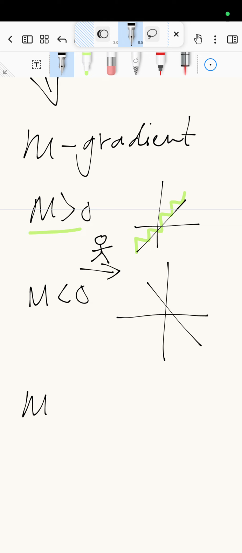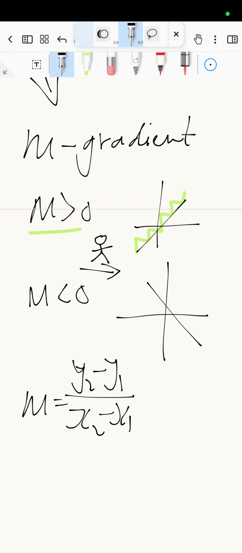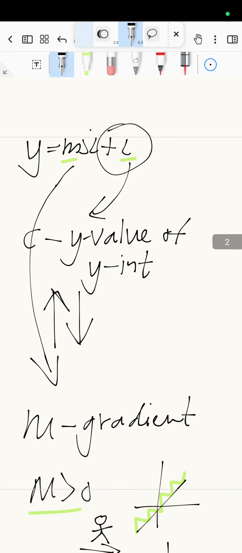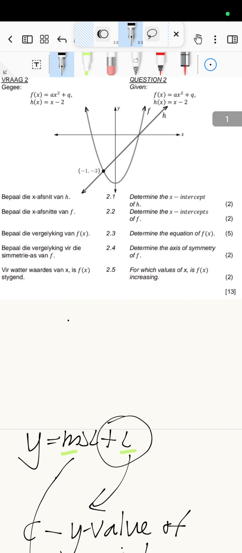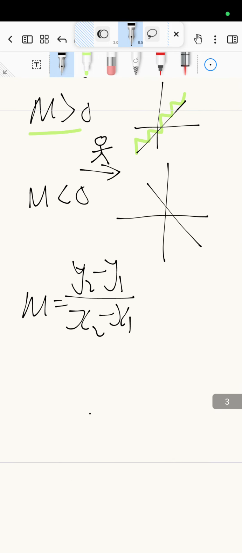The formula of gradient is y2 minus y1 over x2 minus x1. Right, now you know the formula, now to use the formula. I don't know if we're going to use it in the question. We might not. I'll make a different video where I go over the gradient formula and some common errors that are usually made with it.